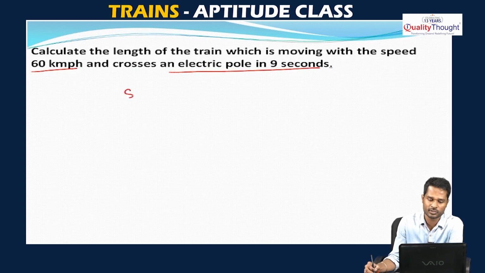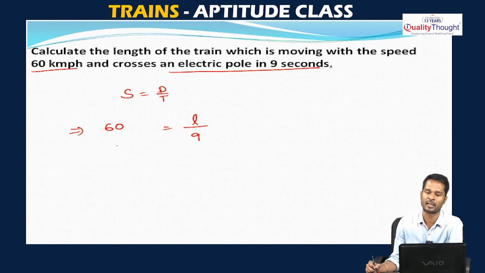So, S is equal to d by t. S is nothing but the speed of the train, that is 60 kilometers per hour. D is nothing but the distance. Calculate the length of the train. So, in the place of distance I will take L, which is the length of the train, by time, which is 9 seconds. Now, see, we will get the L value in meters. Let the length of the train be L meters.